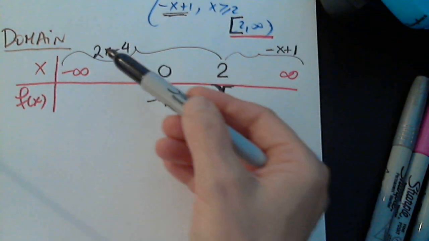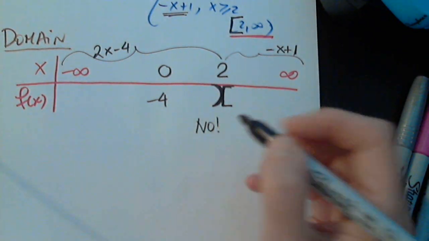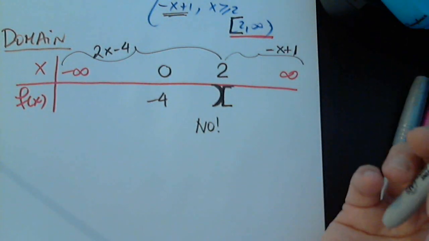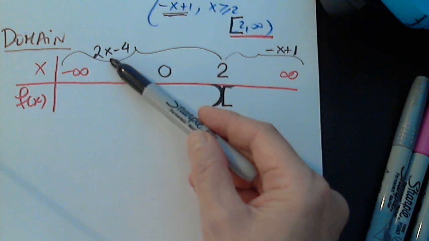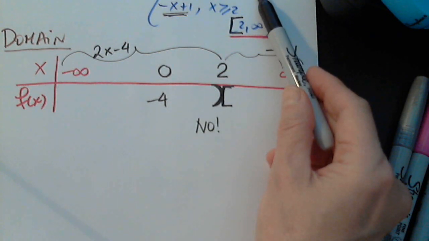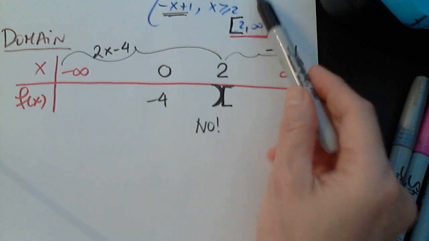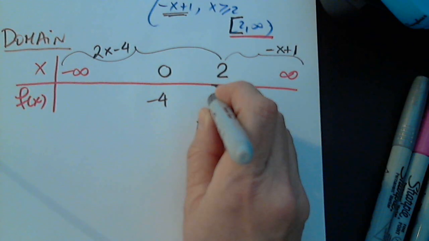Can anyone plug in 2 here? And you should say no. Why are you forcing me to plug in 2 here when 2 is not in this interval? I'll say, for a moment, trust me, and plug in 2 here and tell me what to write, and I will write it right here inside the parenthesis.